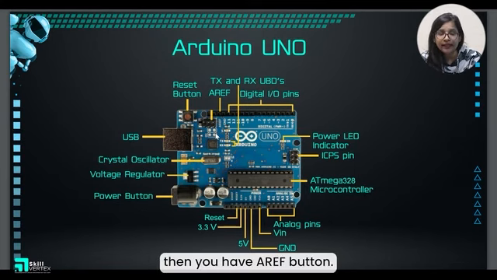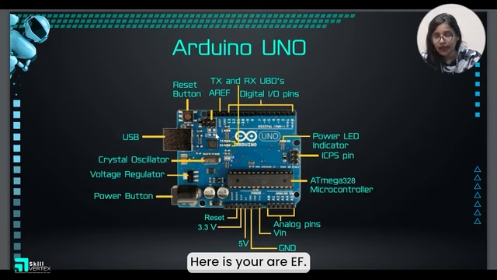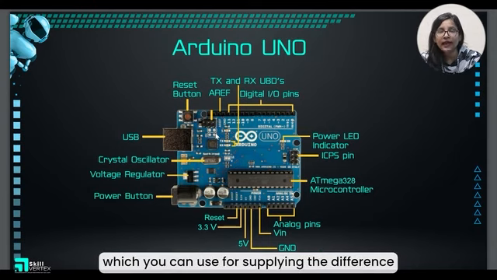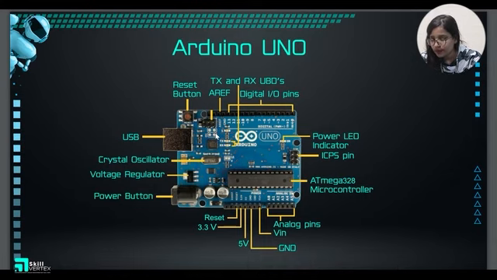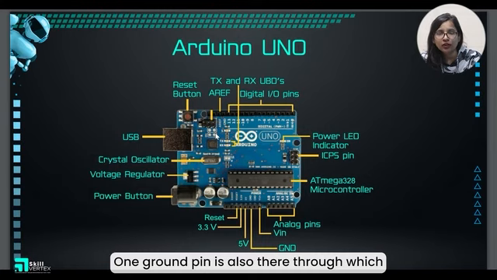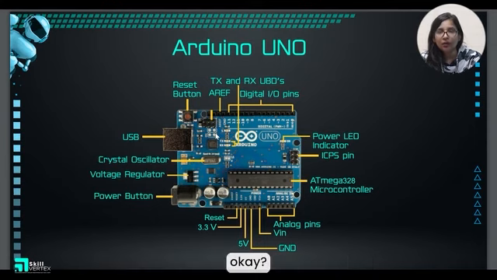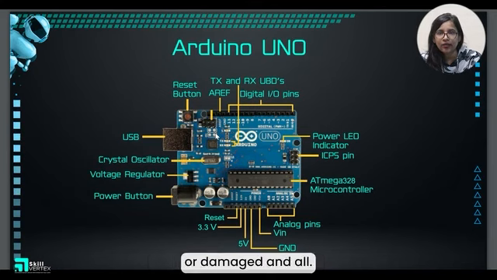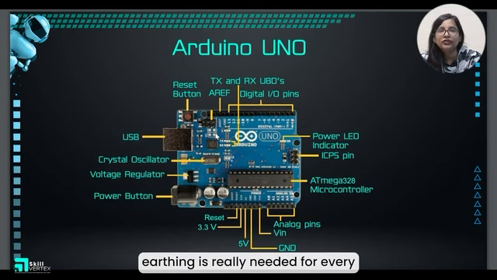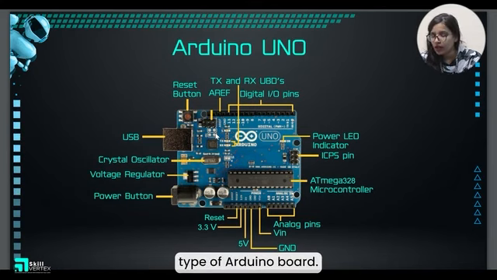Then you have the AREF pin, which you can use for supplying the reference voltage to your Arduino Uno. Here one ground pin is also there. The ground pin is basically used to supply the earthing. Earthing is really needed, otherwise there is a chance of current damage. So earthing is needed for every type of Arduino board.